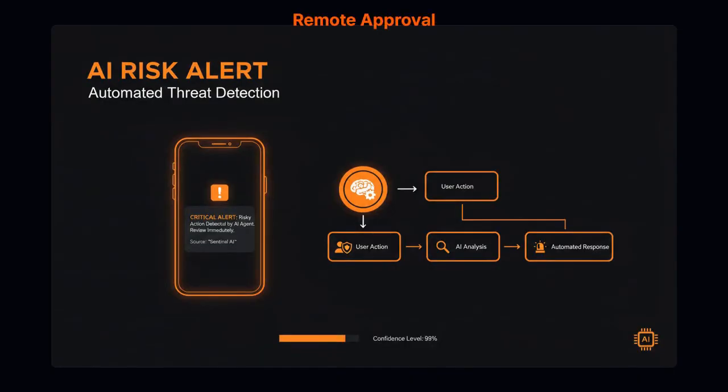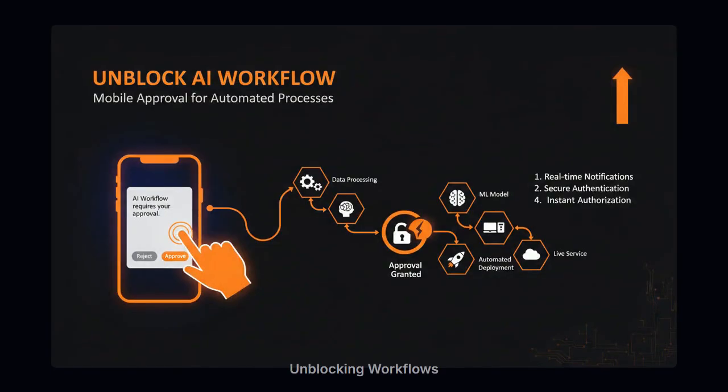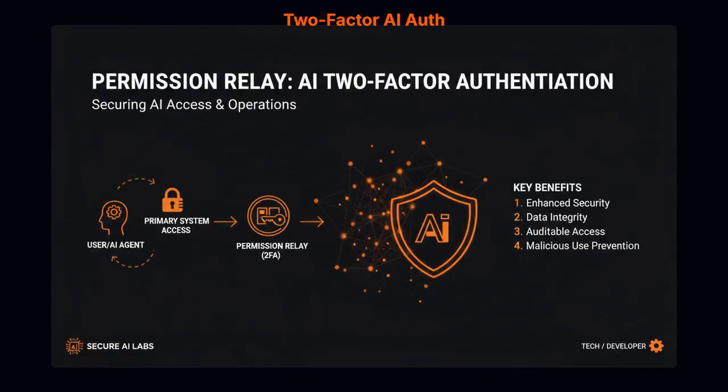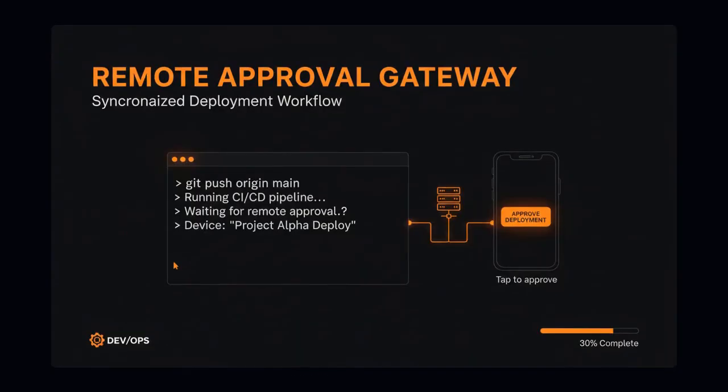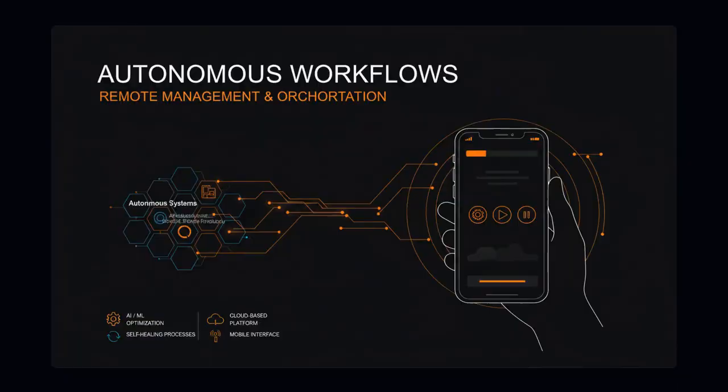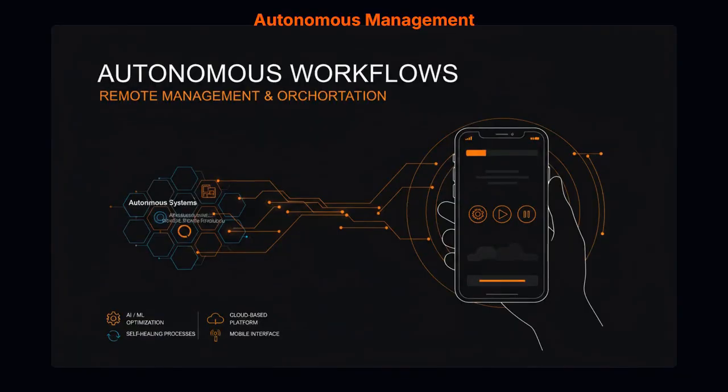Paired perfectly with channels is the new permission relay feature. When Claude hits a sensitive or risky task requiring authorization, it no longer leaves you hanging at your desk. Instead, Permission Relay sends a notification directly to your phone via your connected channel. You can review the proposed action and simply tap to approve or deny it from anywhere, enabling truly autonomous, long-running agent workflows while you are away from the keyboard.